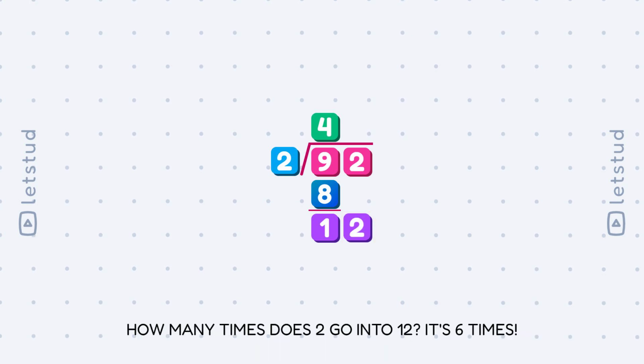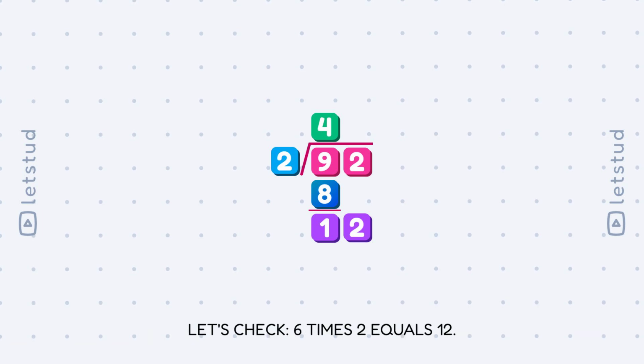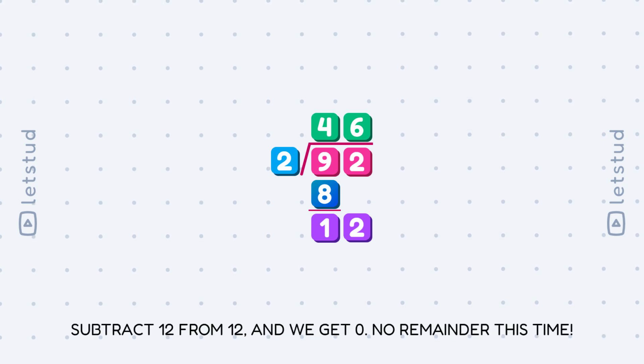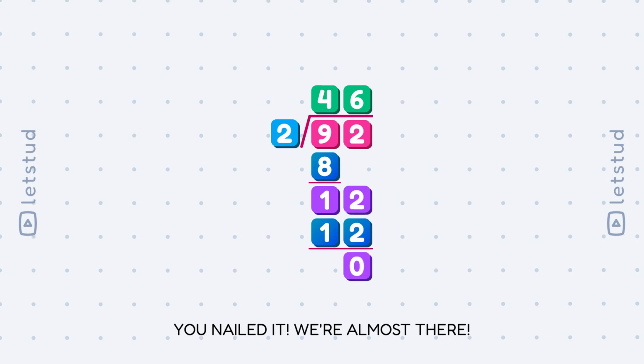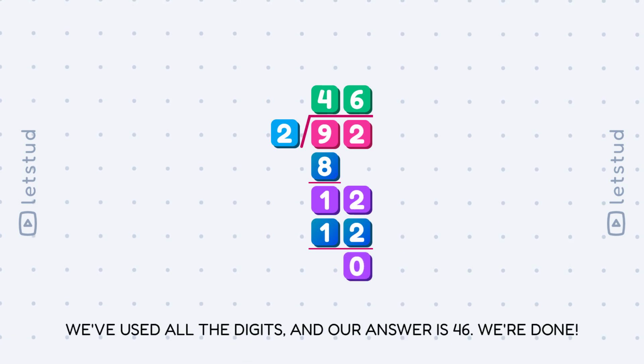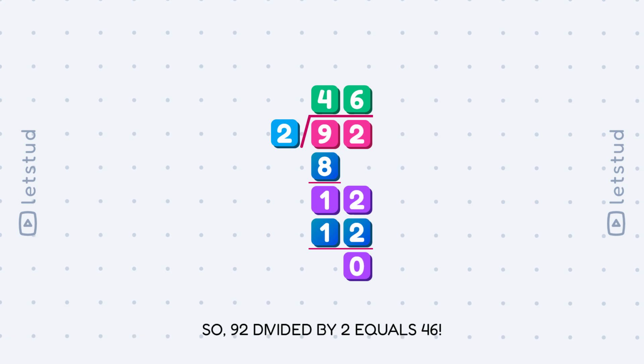How many times does 2 go into 12? It's 6 times. Let's check, 6 times 2 equals 12. Subtract 12 from 12 and we get 0. Now the remainder is zero. You nailed it, we're almost there. We've used all the digits and our answer is 46. We're done. So 92 divided by 2 equals 46.